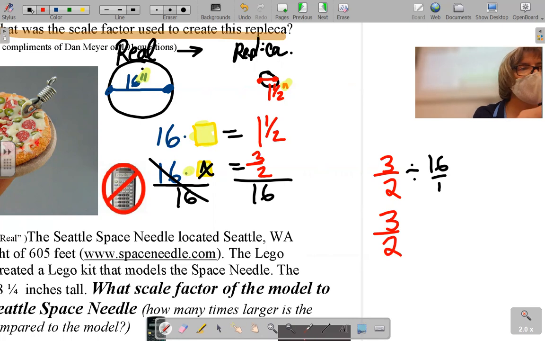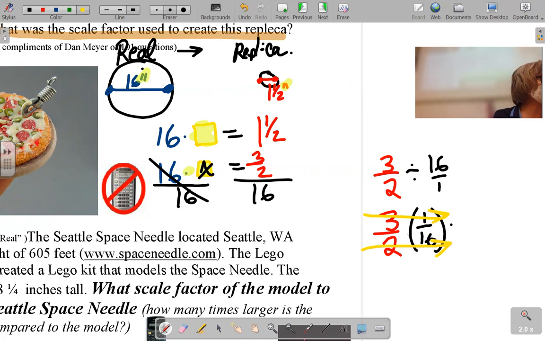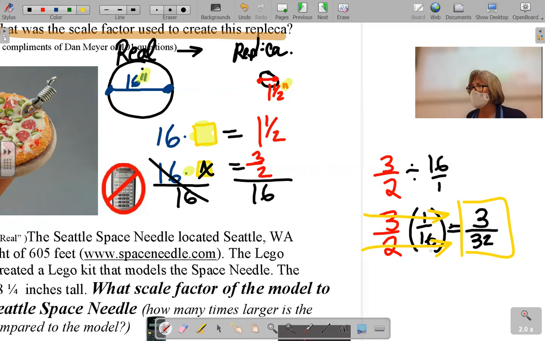Yes. Courtney, are you tracking with us? Okay. So the reciprocal would be like this. When I want to multiply that, Aiden, what do I do now? There's no cross multiplication there. Straight across. So straight across, I get what? 3/32. Guess what? That's my scale factor. 3/32 is the scale factor used to shrink the pizza from real life down.